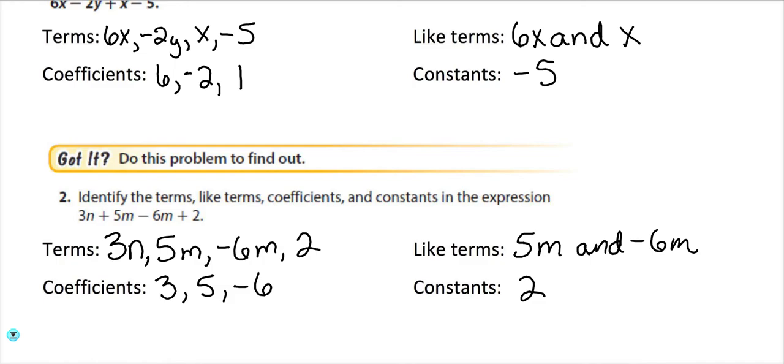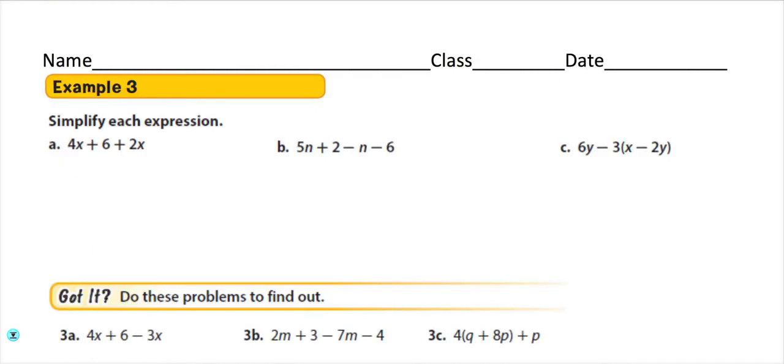All right, let's go ahead and move on to the next part. Okay, now we're going to start simplifying these. So we're going to be putting like terms together. Okay, so for this one we have 4x plus 6 plus 2x. So which ones match? Well, my 4x matches my 2x. So we're going to do 4x plus 2x. That's going to make 6x. And then 6 is by itself, so it still has to stay by itself.